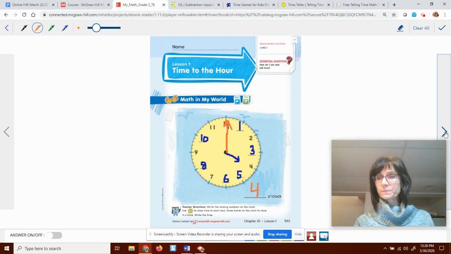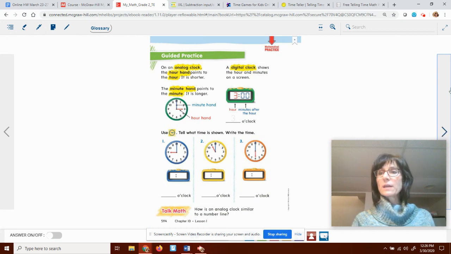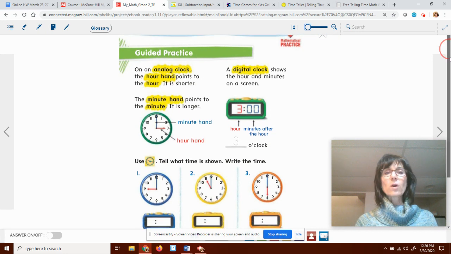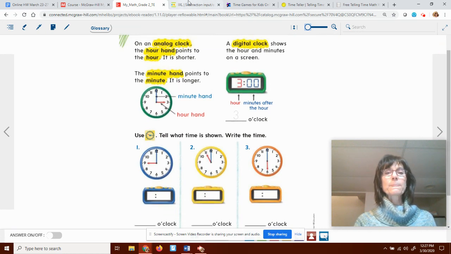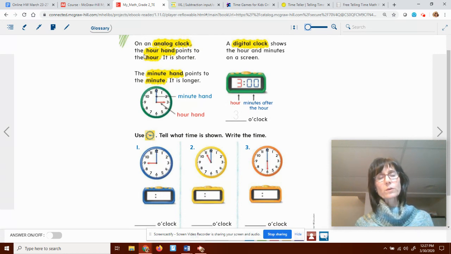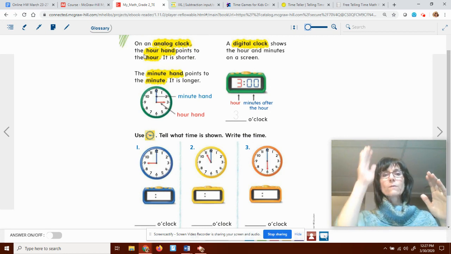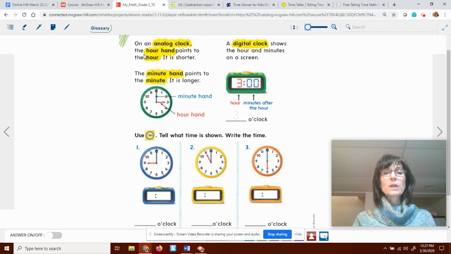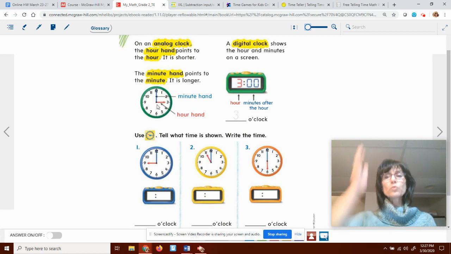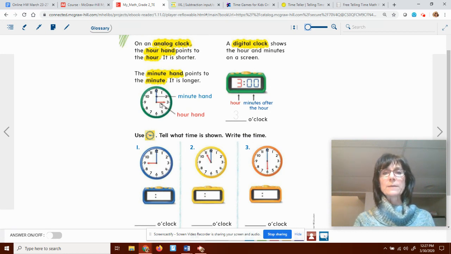Let's turn the page. On the next page, it says there are 2 types of clocks. We have what's called an analog clock. And this is what you see in our classroom. It's the circular clock that has the numbers all around it from 12 back to 12. It shows a minute hand. It shows an hour hand. Remember the tallest hand is the minute hand, in blue now, and the hour hand is in red.